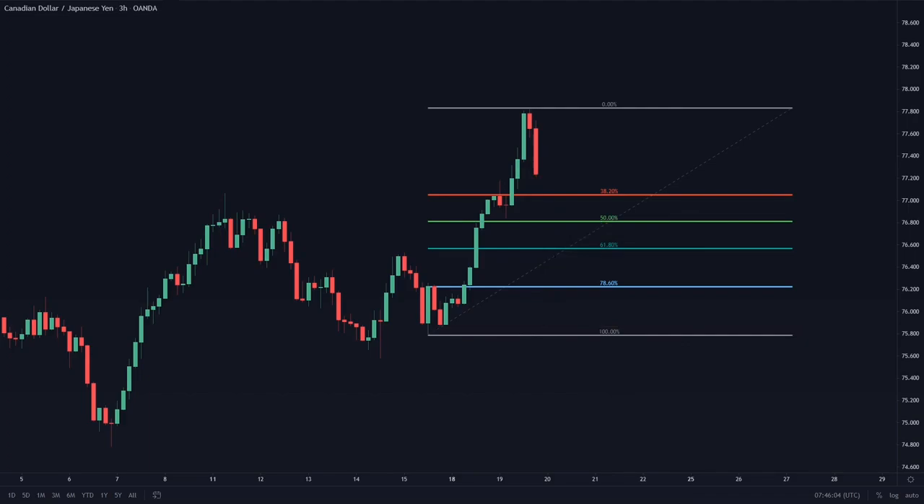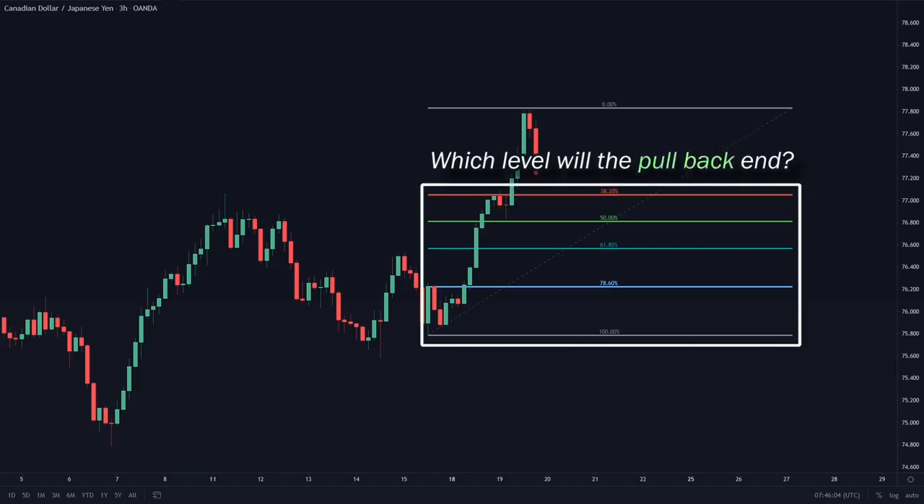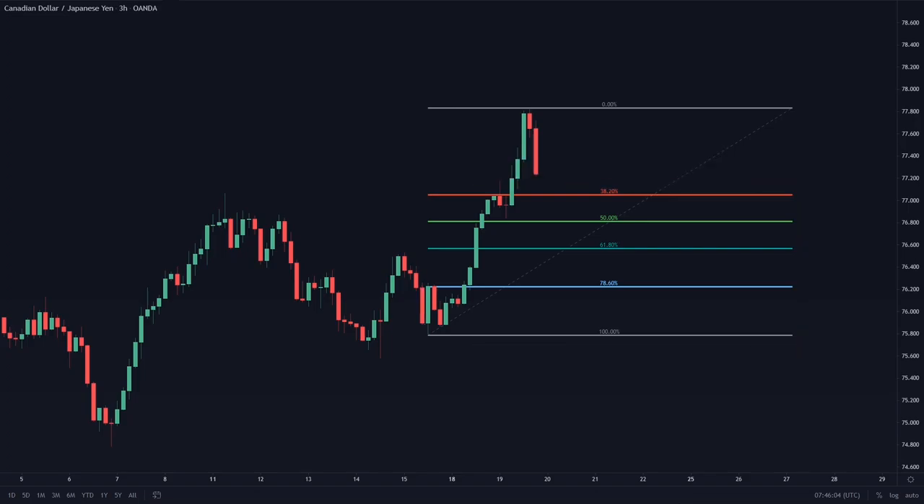Now, a key point that you need to remember is that you need to treat these levels exactly like support and resistance, meaning we treat them as areas, not as solid lines. So now the question is, how do we know at which level the pullback will end? Well, just like normal support and resistance, you cannot immediately take positions just because price touches one of the levels. You need to wait for confirmation by looking at the price action. Let me show you an example.